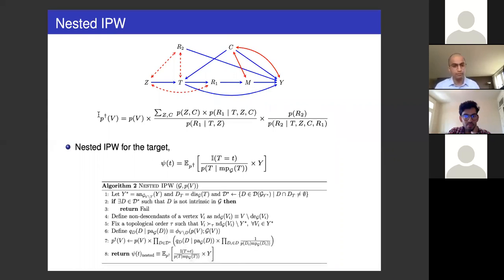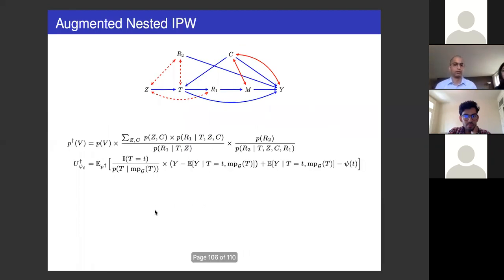Then we have a general algorithm in order to do such derivations. It's not important to go over that algorithm at the moment, but what I did want to point out is that sometimes this algorithm will fail. This is not a bug, it's a feature, because sometimes the target is not identified from observational data. The failure condition of our nested IPW is exactly the same as one-line ID, so it's sound and complete in that every time the target is identified, we're able to provide an estimator.